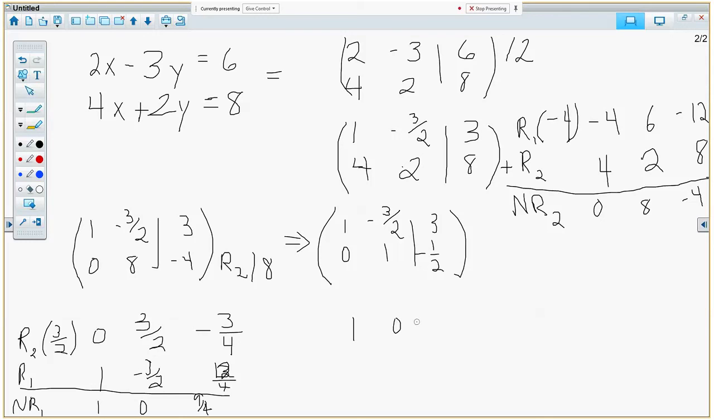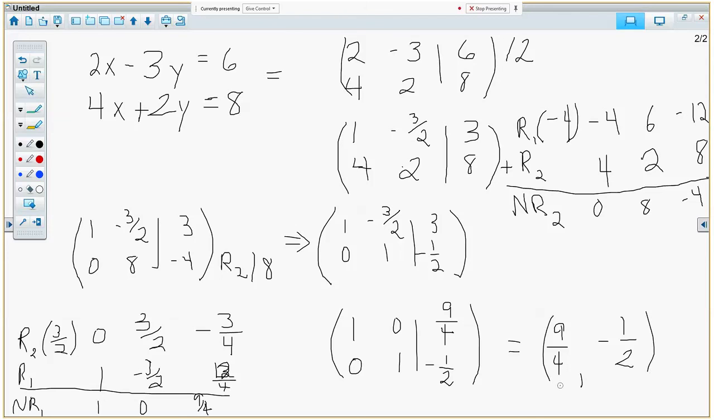So our final matrix is 1, 0, 9/4, 0, 1, negative 1/2. So our point of intersection is 9/4, comma what? Negative 1/2. And of course, how can you check these? Substitution, elimination, or graphing. Go back up here and do either one of the 3. See if your numbers match up.